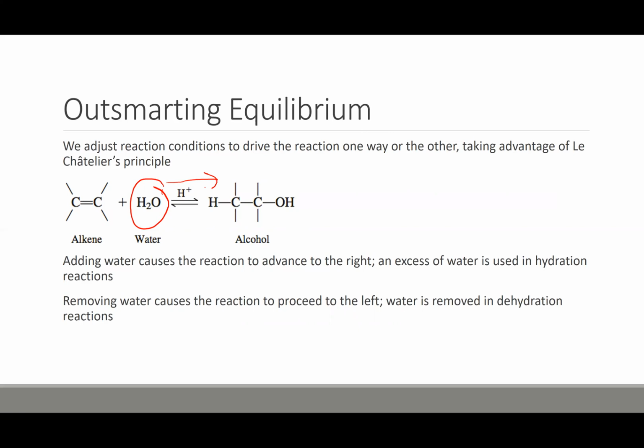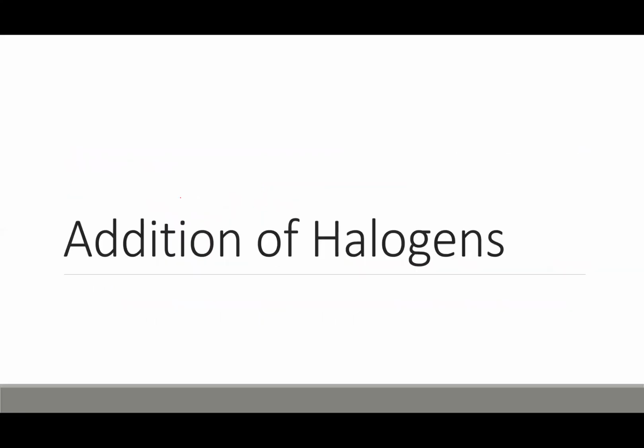And if you remove water, you have a low amount of water, it will drive the reaction to the other direction, driving it to the dehydration side to form our alkene product. Okay, let's talk about one more variation, which is the addition of halogens.